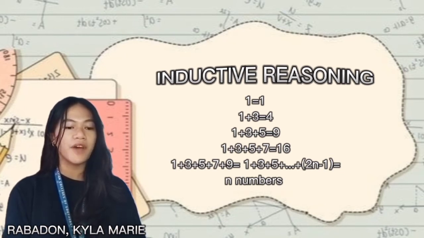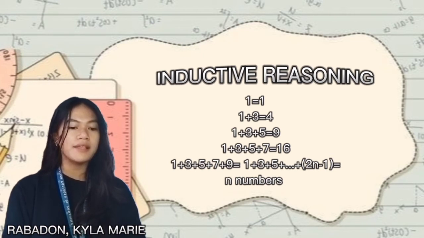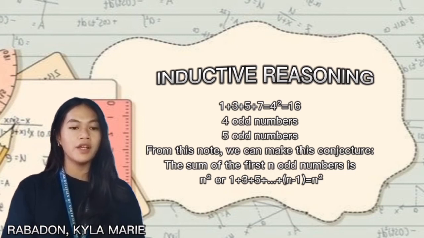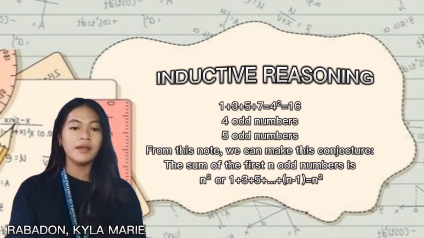1 plus 3 plus 5 plus 9 equals 1 plus 3 plus 5 continuous. 2n minus 1 equals n numbers. So the solution is 1 plus 3 plus 5 plus 7 equals 4 to the power of 2 equals 16. 4 odd numbers, 5 odd numbers. From these notes, we can make this conjecture. The sum of the first n odd numbers is n to the power of 2, or 1 plus 3 plus 5 plus continuous n minus 1 equals n to the power of 2.